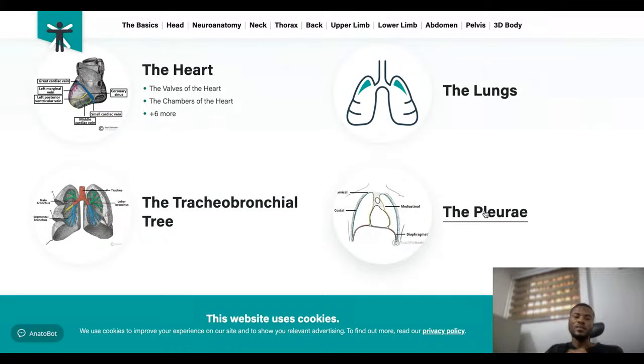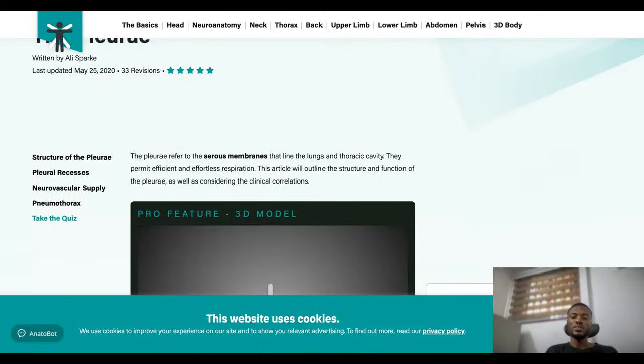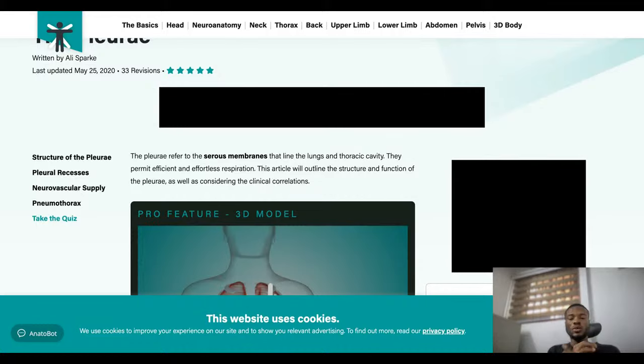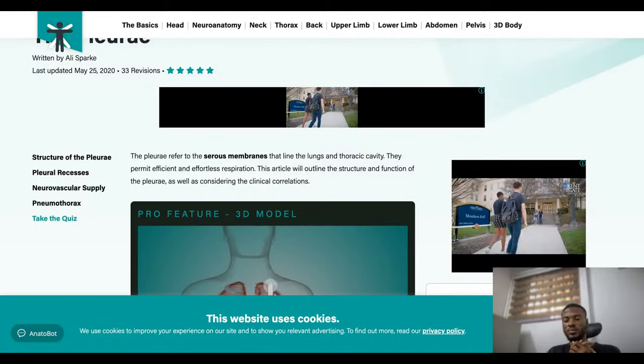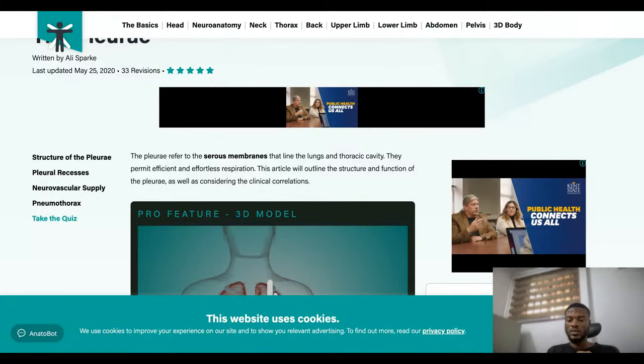Now let's look at the pleura. The pleura refers to what? The serous membranes that line the lungs and thoracic cavity. So all organs in the body, those in the abdomen, those in the thorax, even the brain, they are covered with what we call pleura. We have mural pleura, and then we have the visceral pleura.